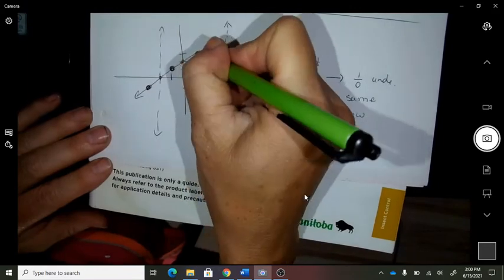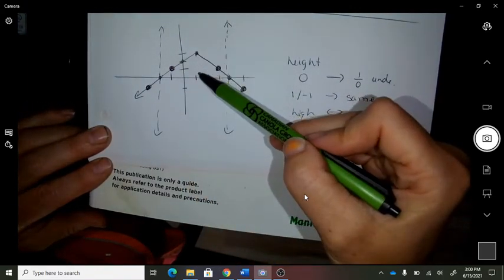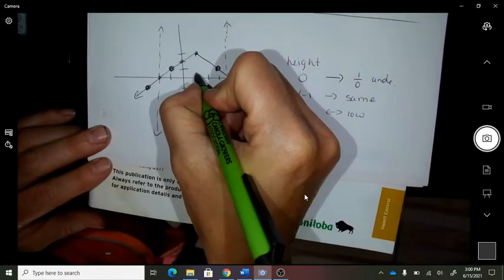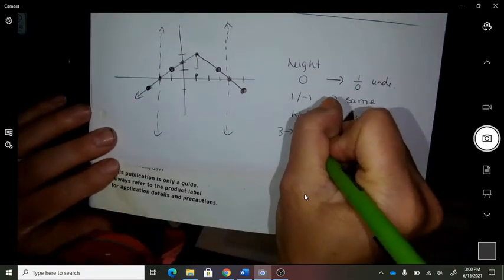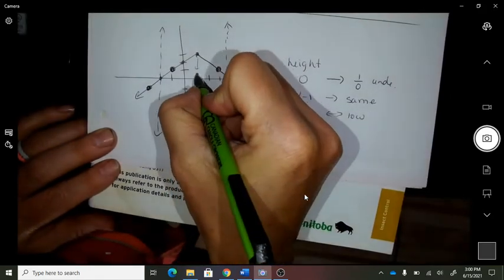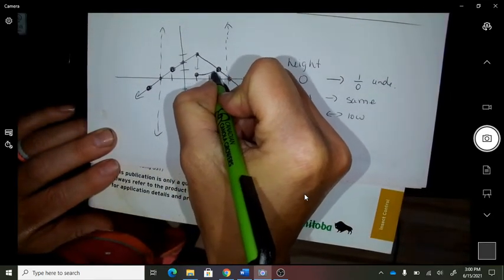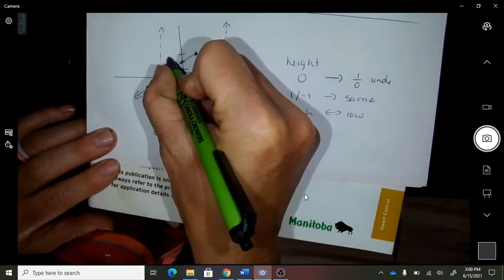So this coordinate has a height of 3, will now go to a height of 1/3. Okay, so a height of 3 would become 1/3. Now I need to understand from here it's the lowest, so I'm just going to go up higher and higher and higher, and then I have to follow the asymptotes.